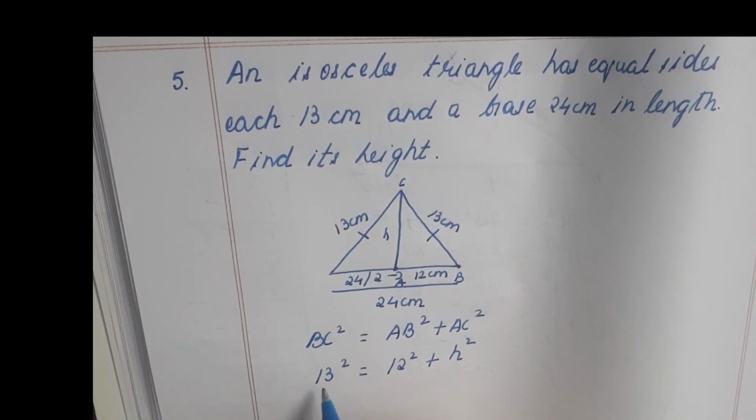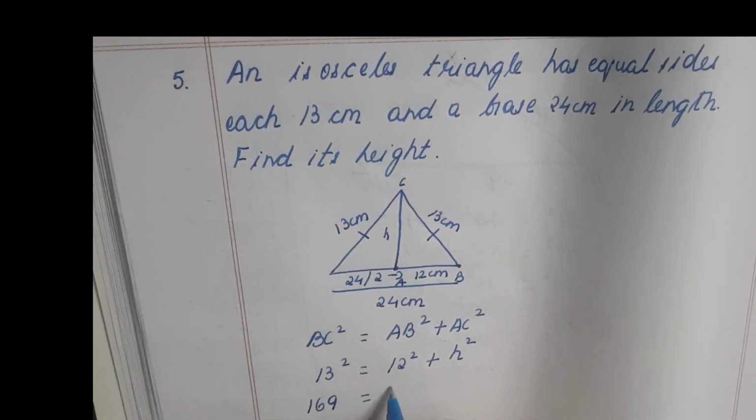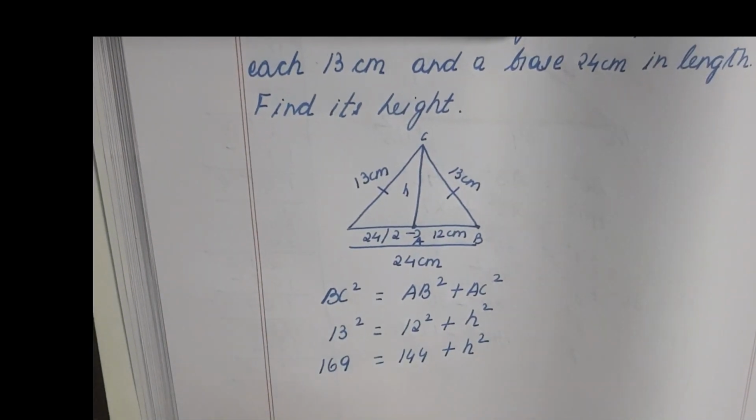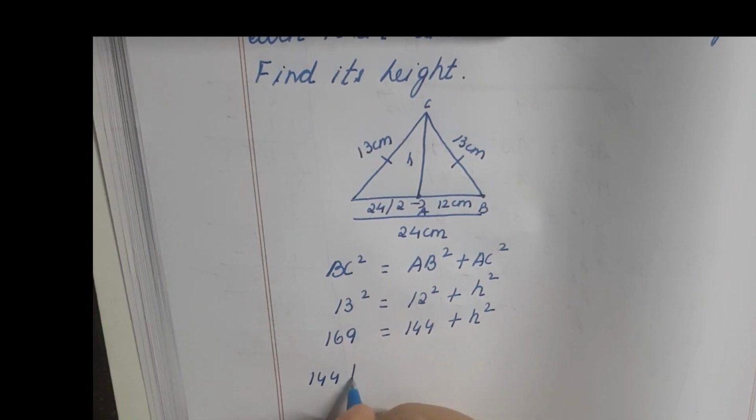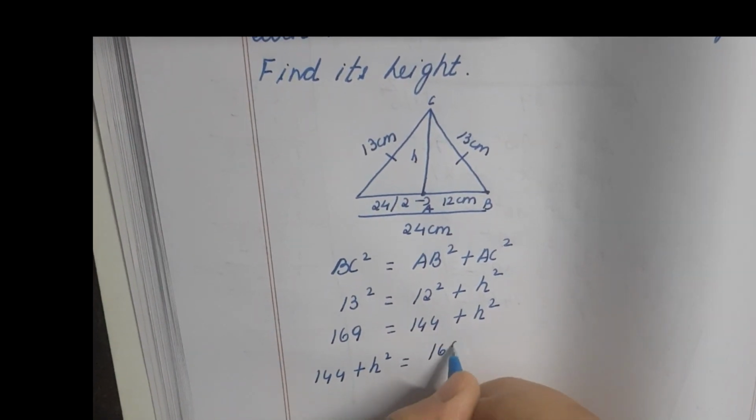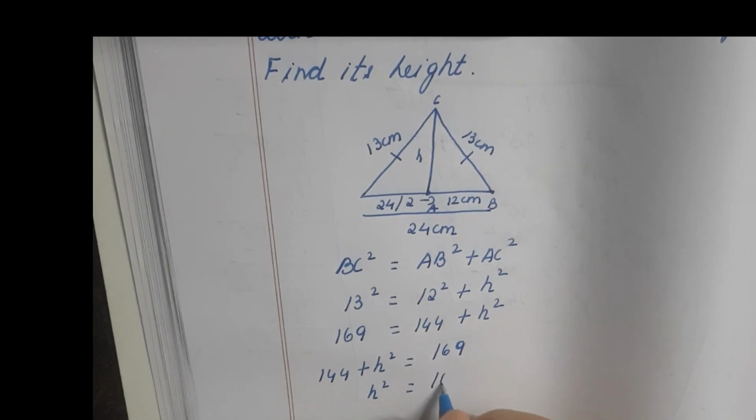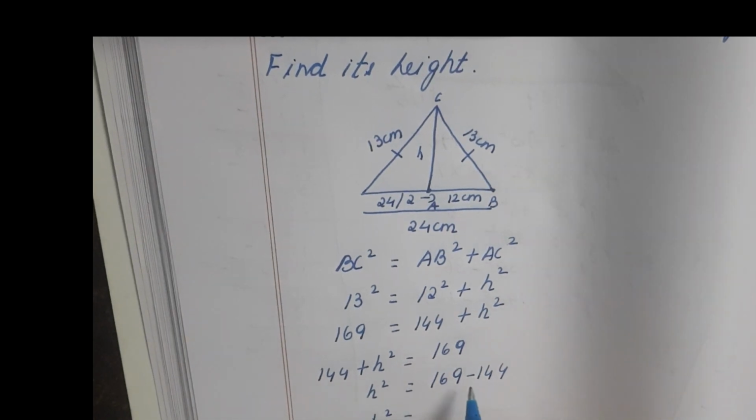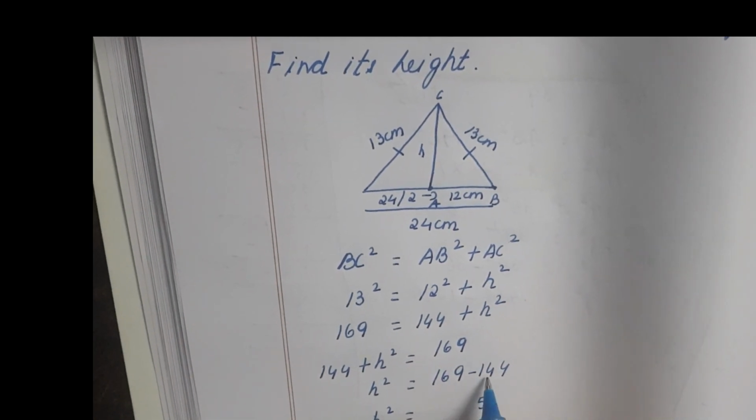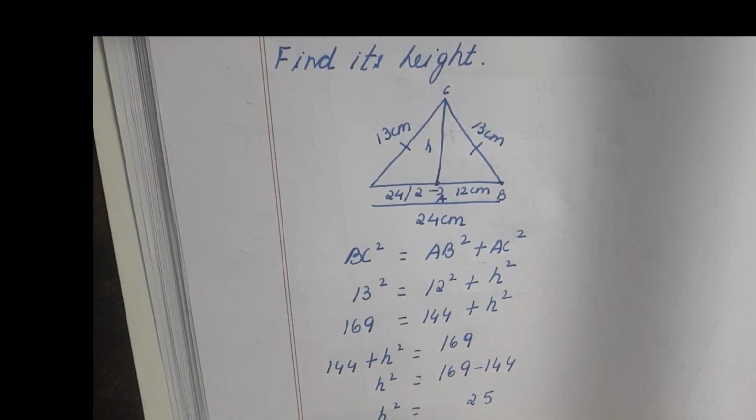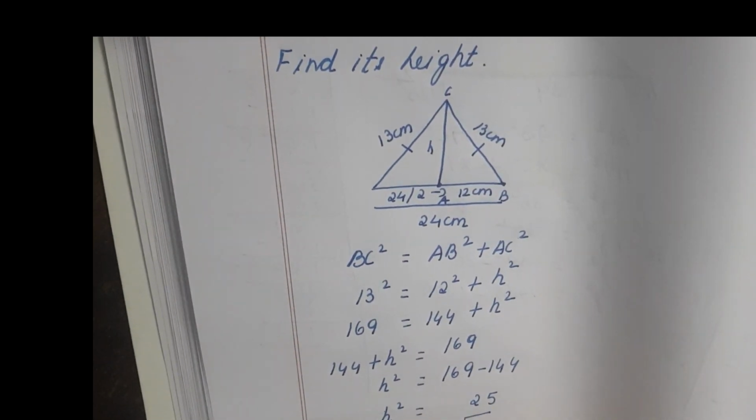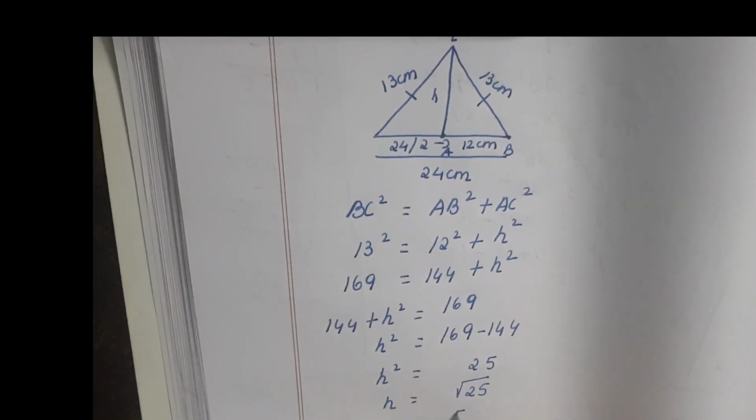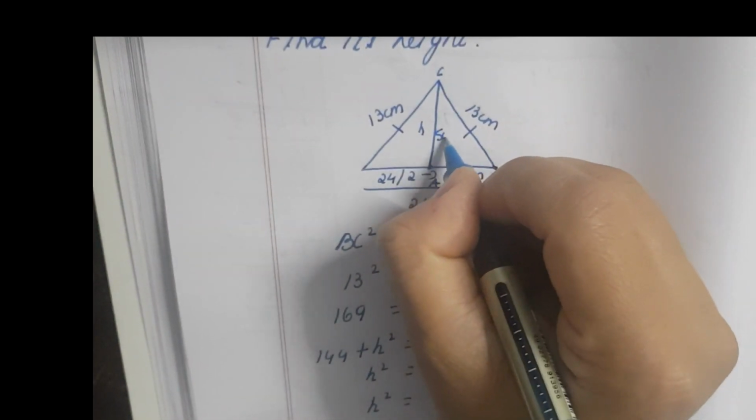Okay, so 13 square is 169. 12 square is 144 plus h square. So now we have to find the height. So we will interchange and write it. So 144 plus h square is equal to 169. So h square is equal to 169 minus 144. Let's subtract these two. 9 minus 4 is 5, 6 minus 4 is 2, 1 minus 1 is 0. So h is root 25. We already know 5 square is 25. So the value of h is 5. So the height is 5 centimeter.